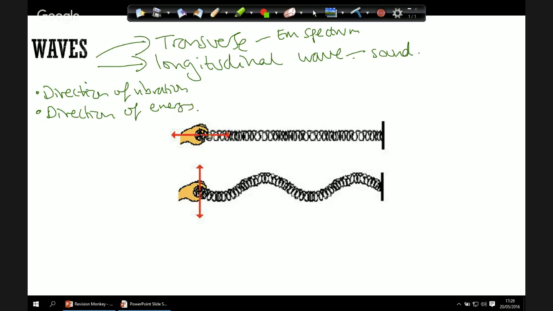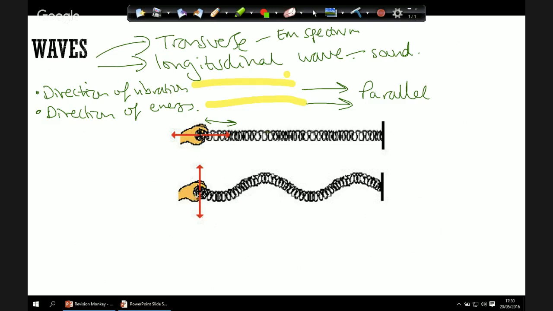Because this here is an example of a longitudinal wave. You can see that the person is moving the spring backwards and forwards in this direction, and the energy of the wave is going to be transferred in this direction as well. So we can say that the direction of the vibrations is parallel to the direction of the energy. This comes up really commonly on the exam. So the direction of the vibration is parallel to the direction of the energy.